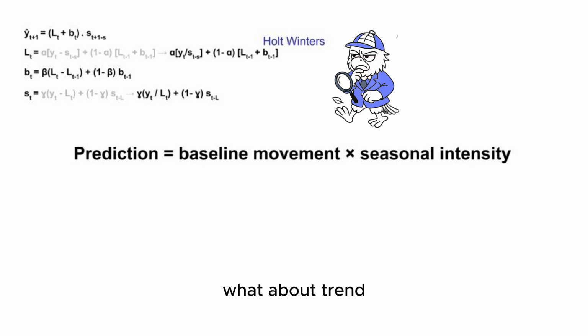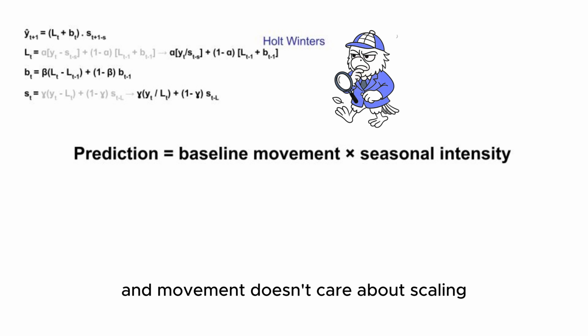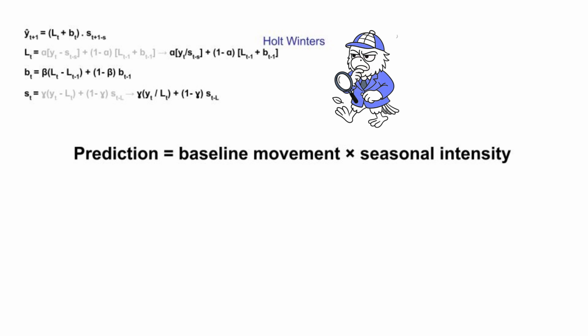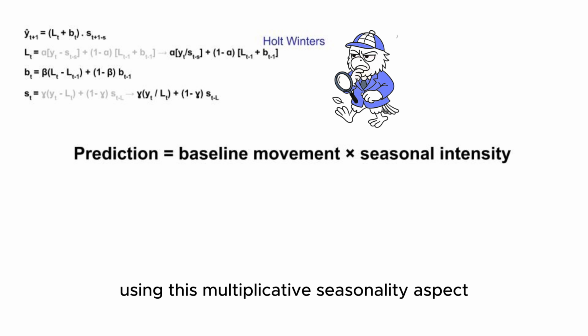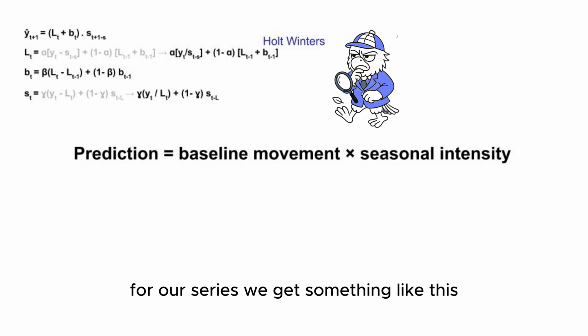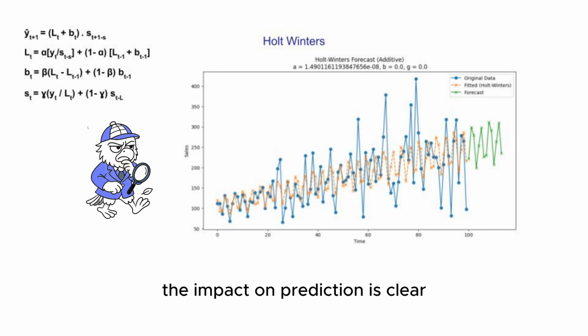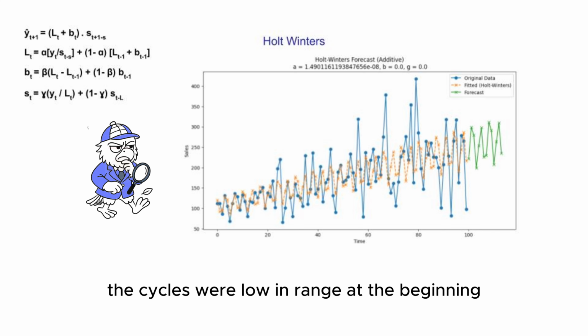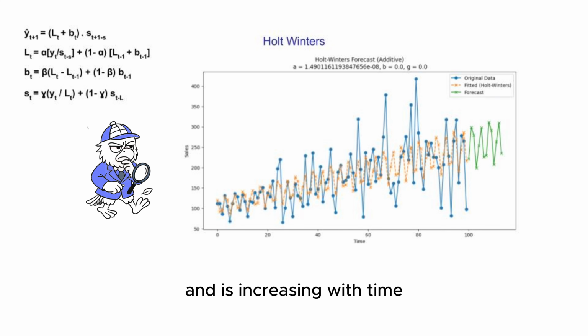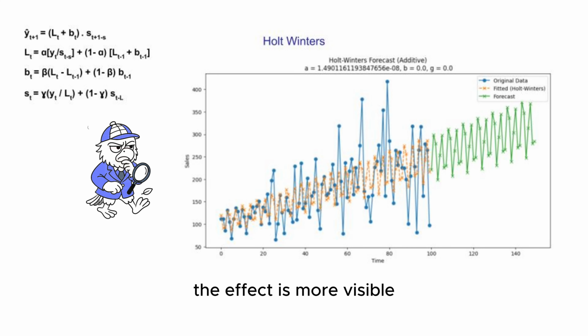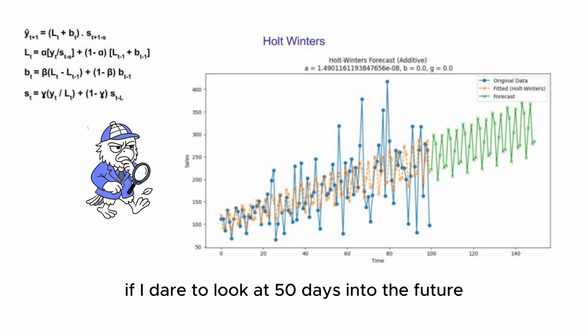What about trend? Trend still measures movement, and movement doesn't care about scaling. Using this multiplicative seasonality aspect for our series, we get something like this. The impact on prediction is clear. The cycles were low in range at the beginning and are increasing with time. The effect is more visible if I dare to look at 50 days into the future.